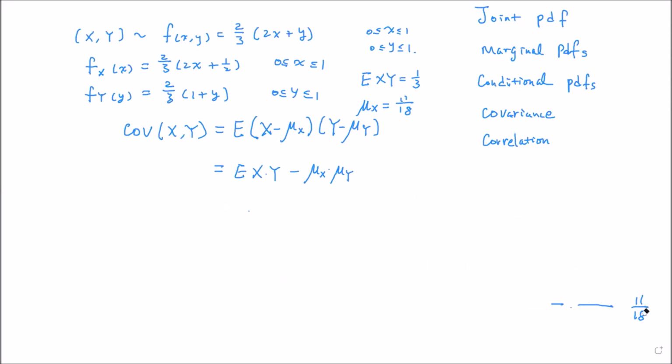Mu y is the integral from 0 to 1 of y times the marginal density of y, which is 2/3 times 1 plus y, dy. That equals 2/3, the integral from 0 to 1. Yeah, it's a little bit ugly.